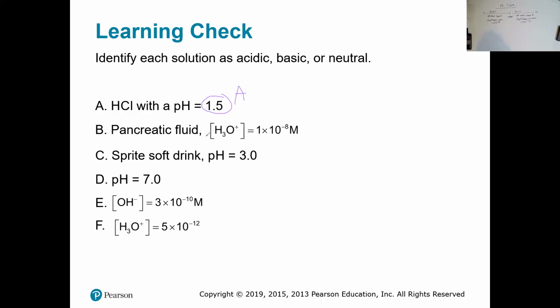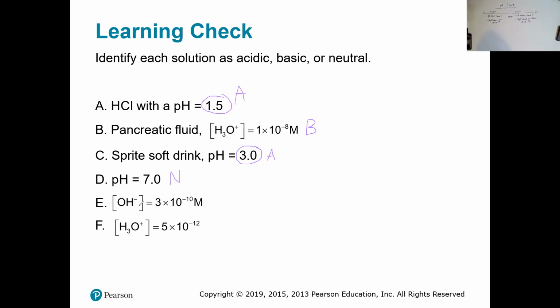We have pancreatic fluid, where your hydrogen ion concentration is 1 times 10 to the negative 8. So you have to ask yourself, is that number a bigger number or a smaller number than 1 times 10 to the negative 7? That's a smaller number than 1 times 10 to the negative 7, which means that this is going to be basic. Okay. Sprite soft drink, pH is 3. Again, that pH value is below 7, so it's going to be acidic. When your pH is 7, that is the definition of neutral.